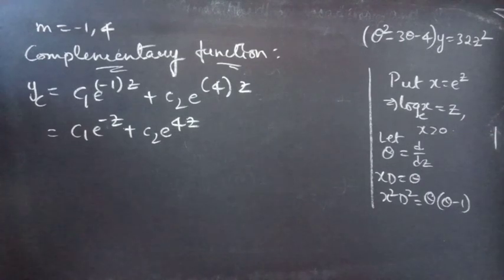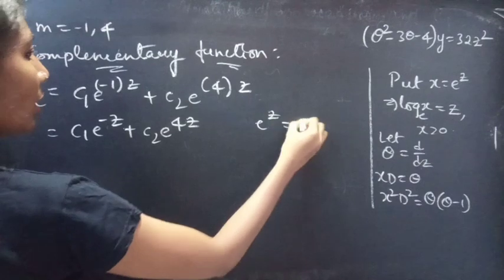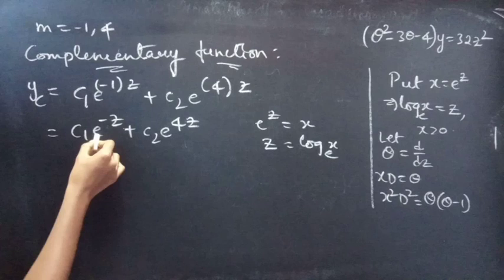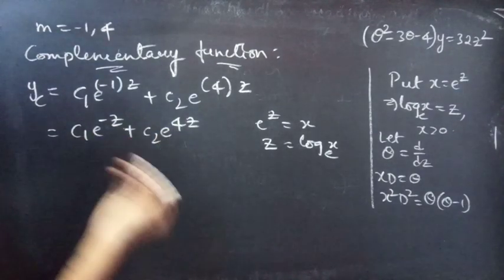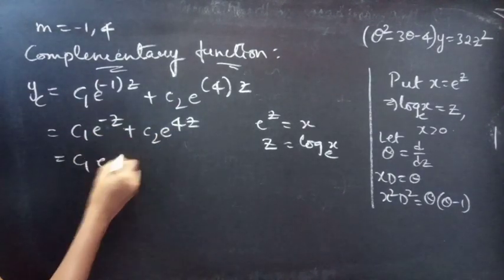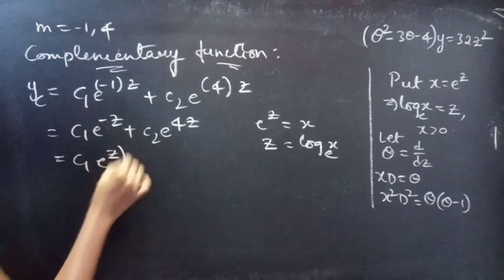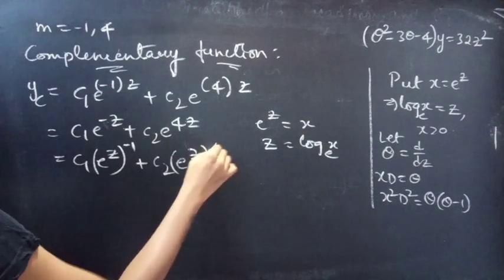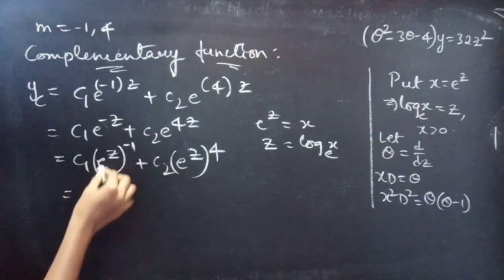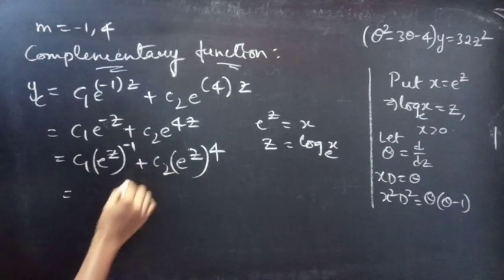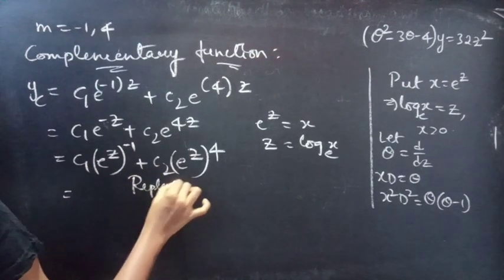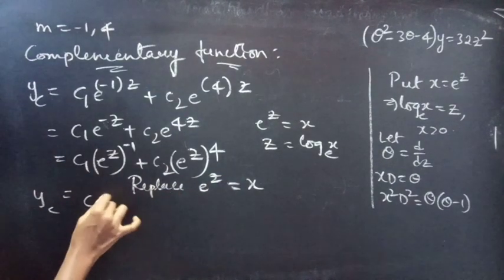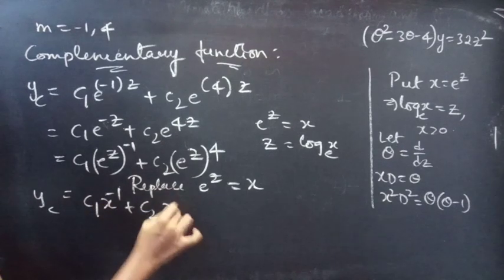Okay, we can replace e power z by x and z by log x to the base e. But here we have e power minus z and e power 4z. So how can we replace it by x? Let's write e power minus z as (e power z) power minus 1, plus c2 into (e power z) power 4. Now it's easy to replace e power z by x. Then yc becomes c1 x inverse plus c2 x power 4.